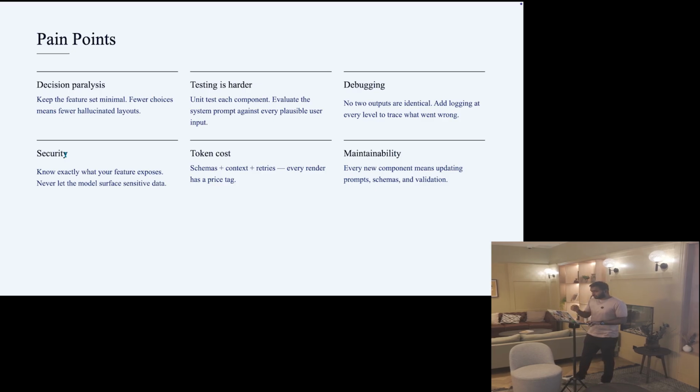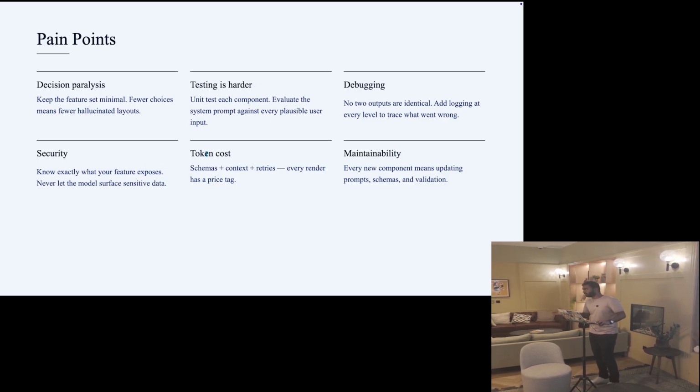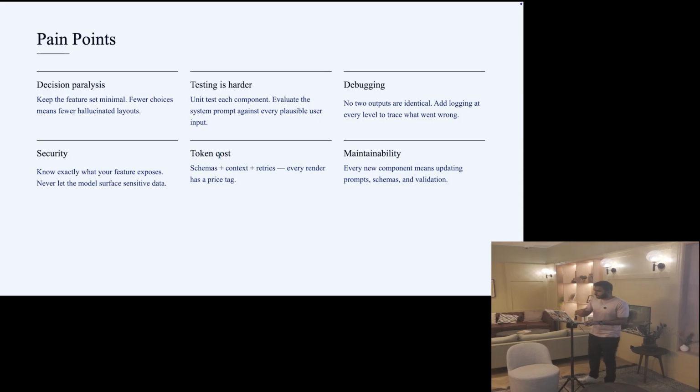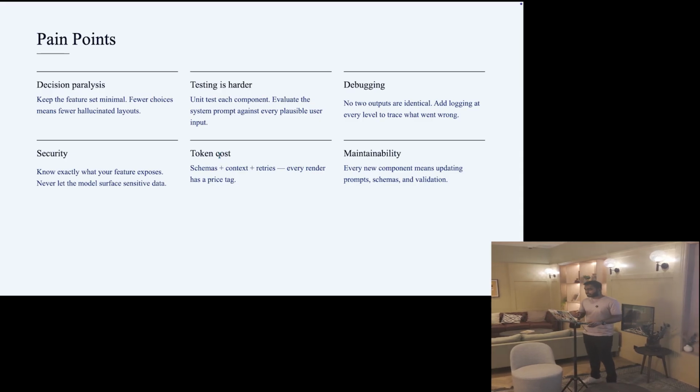Coming to token and cost, yes, token and cost is something that you have to keep in mind. If you have a big feature, you have a big system prompt, a lot of schemas, context, everything. So every request that you send goes as one big chunk. So token cost increases. Maintainability comes into the picture when you have a GenUI feature implemented in the front end.